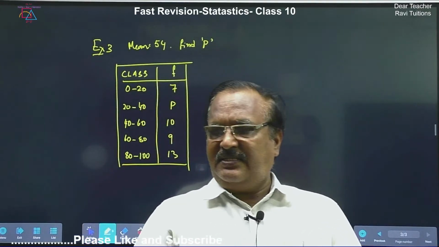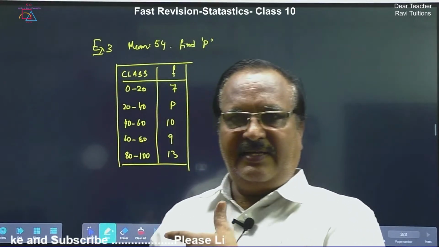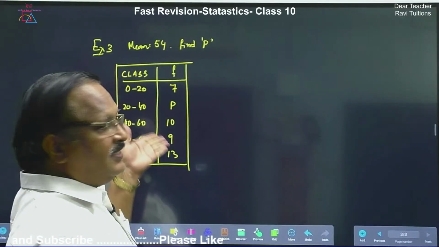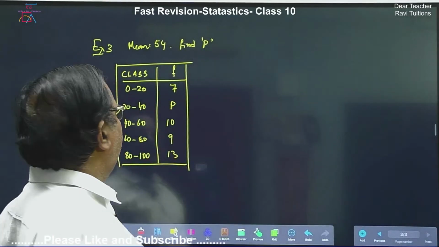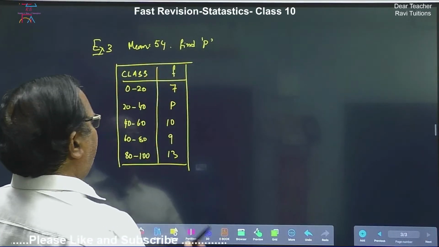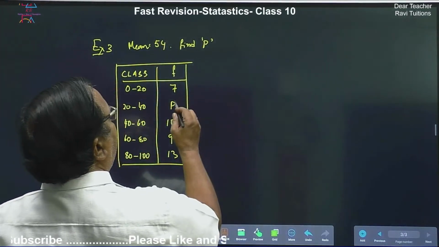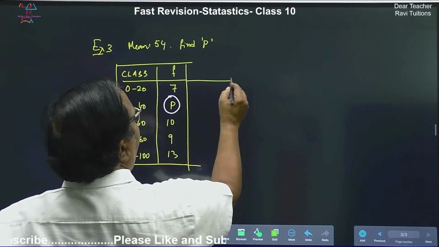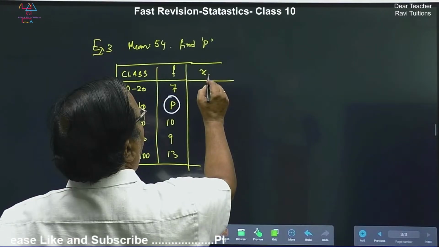So now this is a very simple question, like example 1 today. This is a previous board examination question. Now class intervals are given, frequencies are given. Now you have to find out P. We will use the direct method only. We will find out xi.